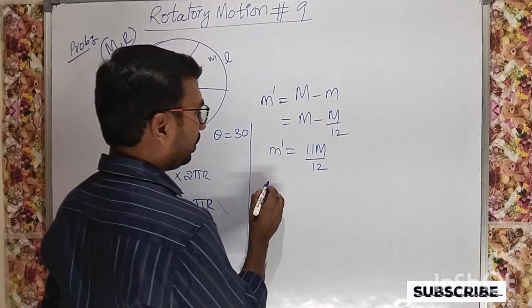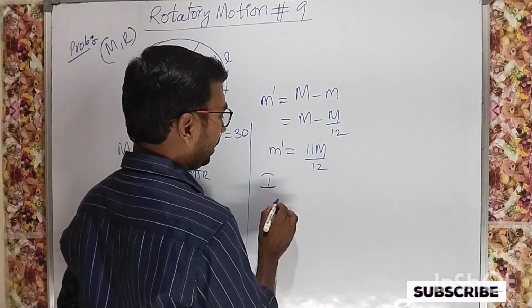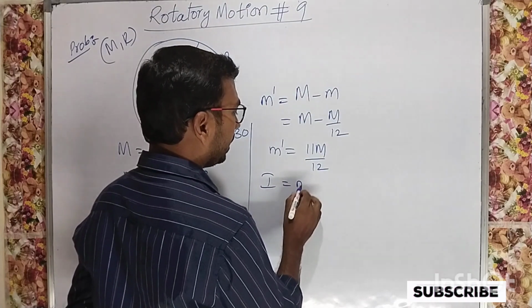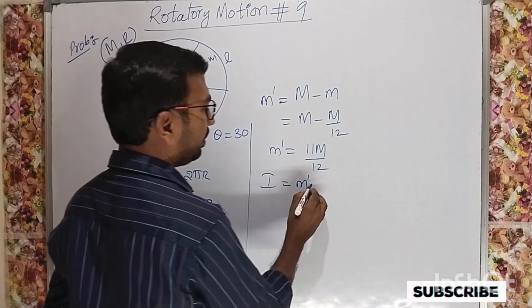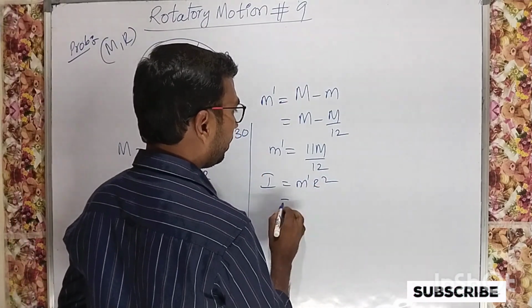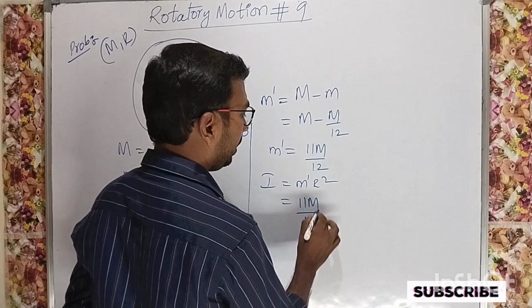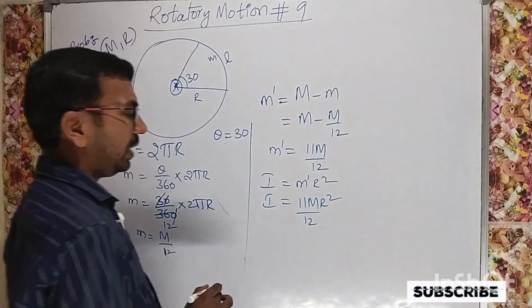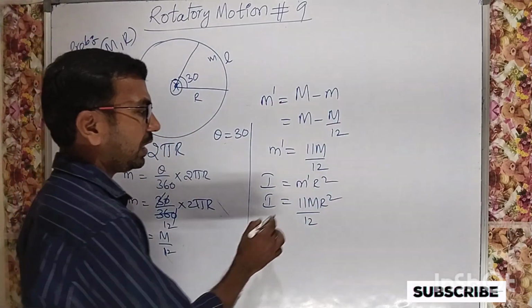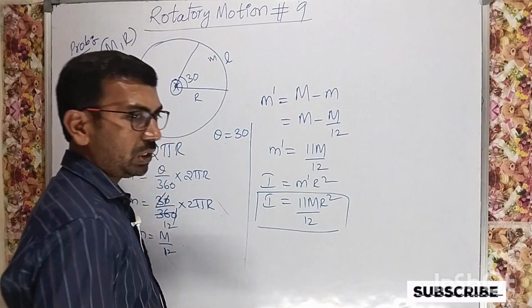So we can find the moment of inertia of the incomplete ring. I is equal to m dash r square, where the radius is r. M dash r square. So what is m dash here? 11 M by 12 r square. So for the incomplete ring, I is equal to 11 m r square by 12.